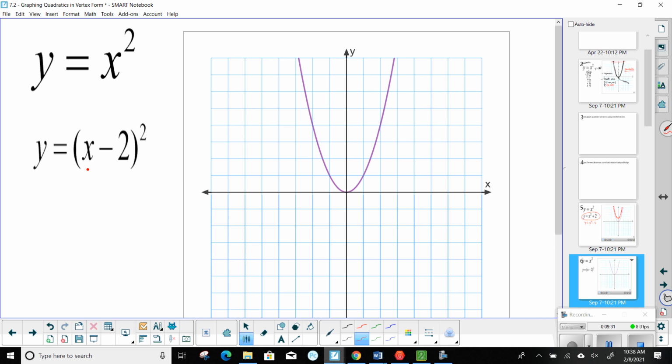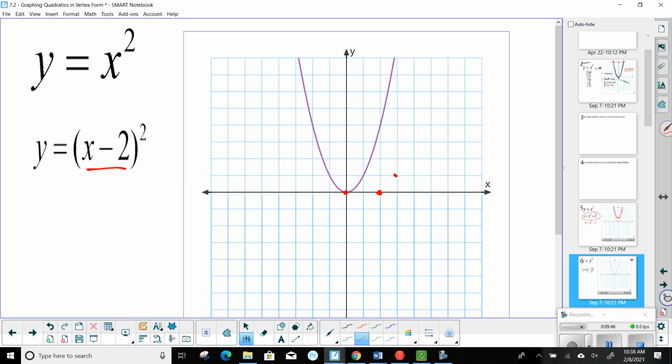So if it's a minus 2, it's just like before, where if it's inside with the x, it moves it left and right, but it goes the opposite way. If it's a minus 2, it actually shifts it to the right 2. So instead of my vertex being at 0, 0, now it's shifted to the right 2, it's right there. From there, just do your graph.